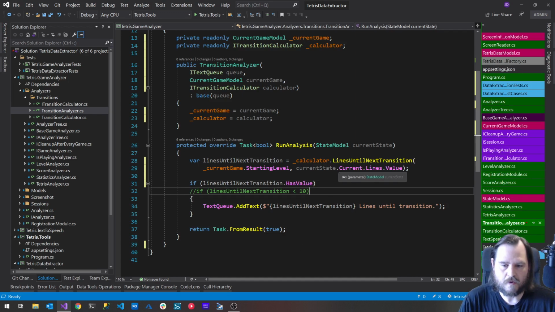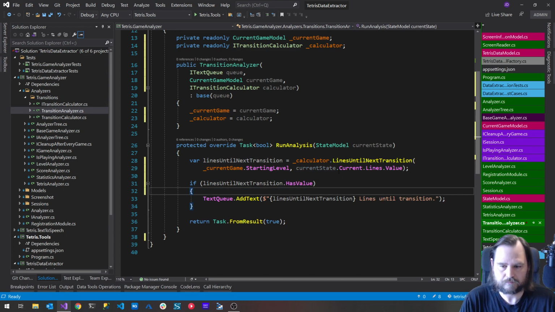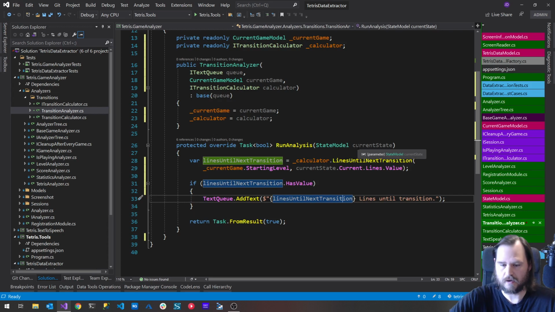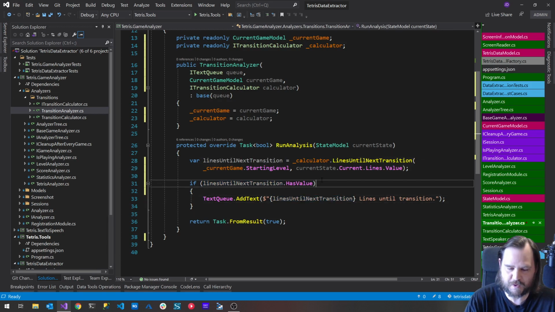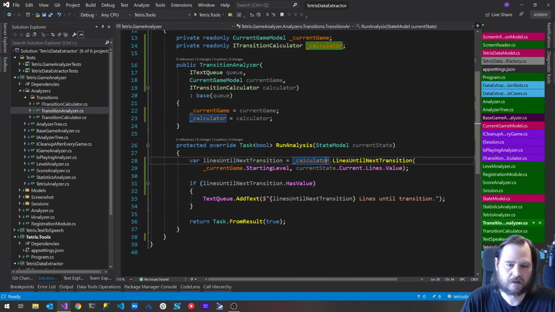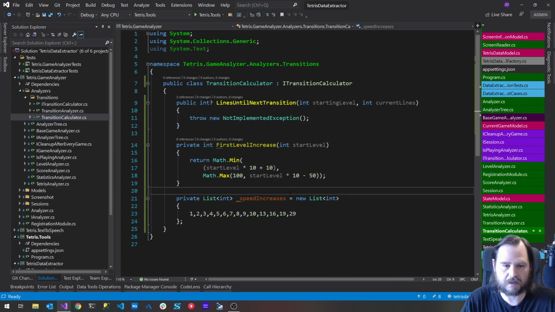Okay, so if you have a value, meaning you're not above level 29, for now, we're just going to say it. So we're going to be inundated with messages from our commentator saying, you have this many lines until next transition. We'll make it more realistic with a probability calculation later. So that's it. That's all our analyzer is. But now we have a transition calculator.